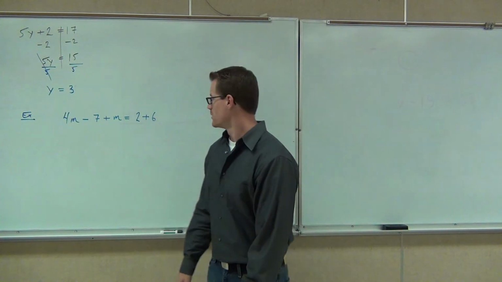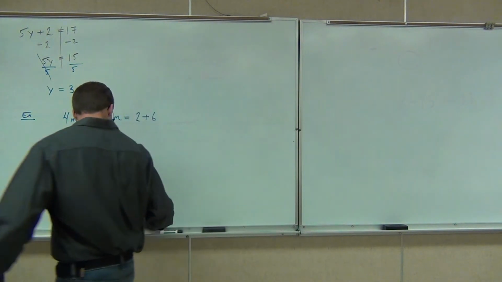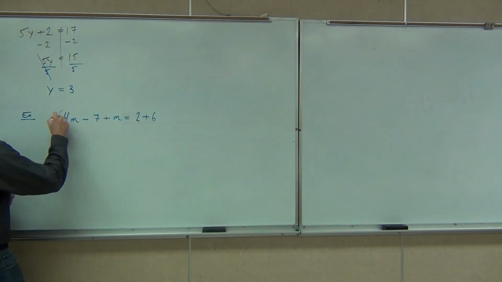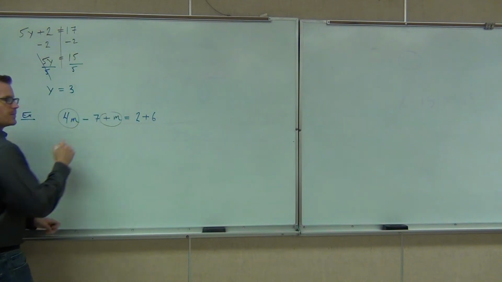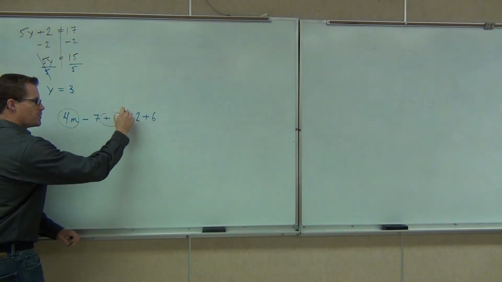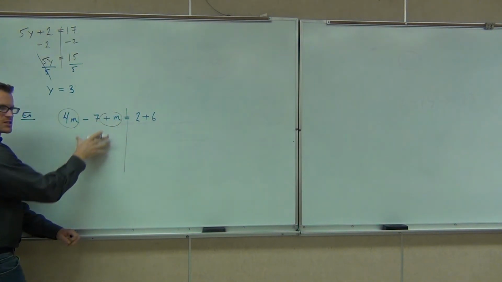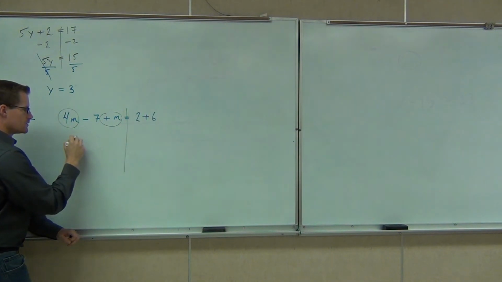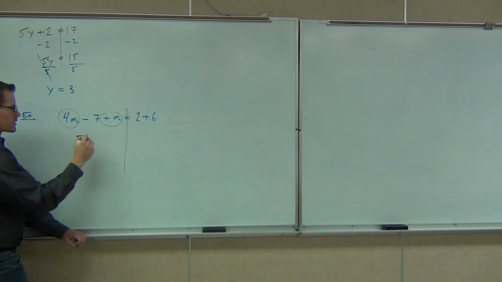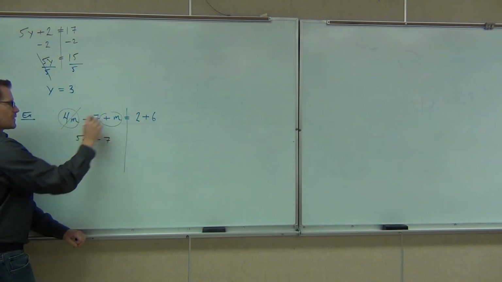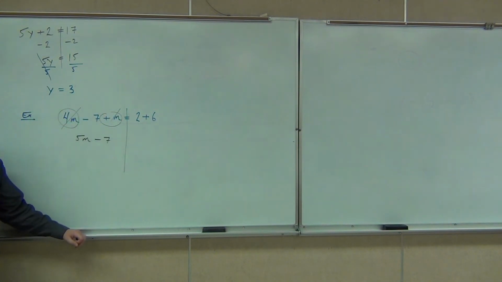Do I have any like terms to combine? 4n and n. I can do that. How much does that give us? 5n. Remember that we have an equation here, so we're going to keep this stuff on the left, this stuff on the right. 5n, what about the minus 7? Okay, very good. We got those. We bring down that minus 7. We can't do anything with that.